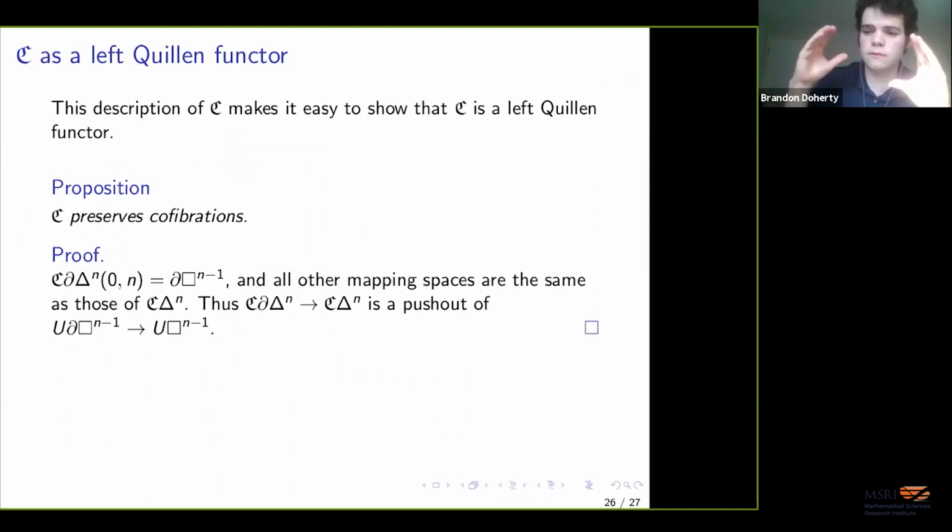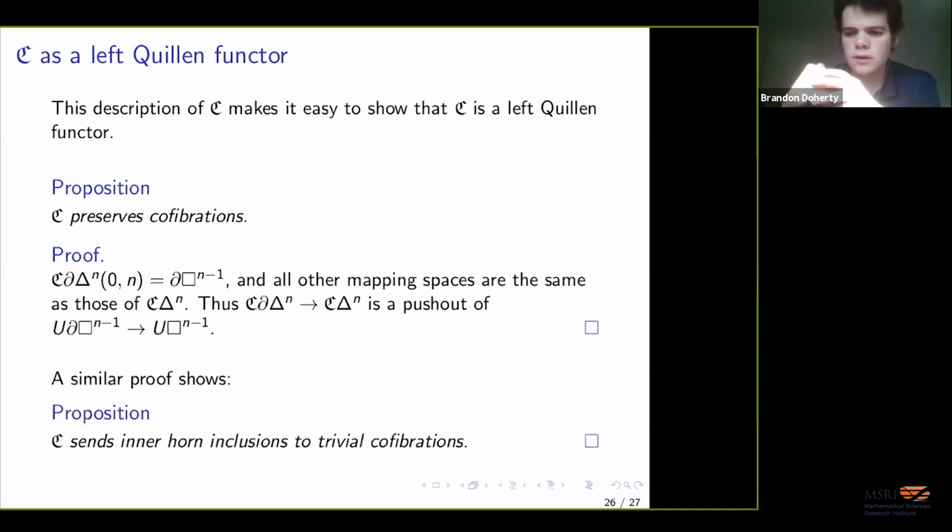So to compute that pushout, basically we fill in that boundary in the mapping space from 0 to n. And then normally in computing a pushout in CCAT, we would also have to take some free composites of this new cube with other cubes. But the only composites we would have to add here would be composites with identities, so there's nothing to actually do there. And we have a similar proof which we can use to show that C sends the inner horn inclusions to trivial cofibrations. Those will be pushouts of U applied to a box.